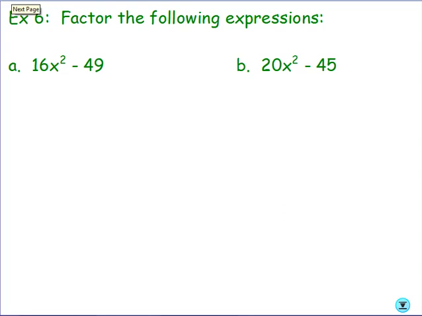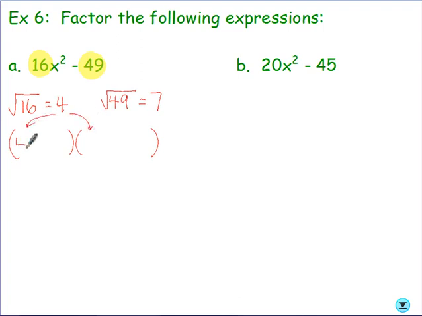So let's take a look. We have two numbers, 16 and 49. Can we find the square root of them? What's the square root of 16? Hopefully you knew it was 4. What's the square root of 49? Hopefully you knew that was 7. Parentheses. The first number goes in the first slots. 4x, 4x, plus, minus. The second number goes in the second slots. Plus 7, minus 7. That one, pretty easy.